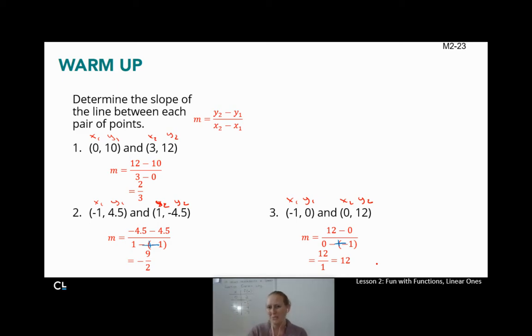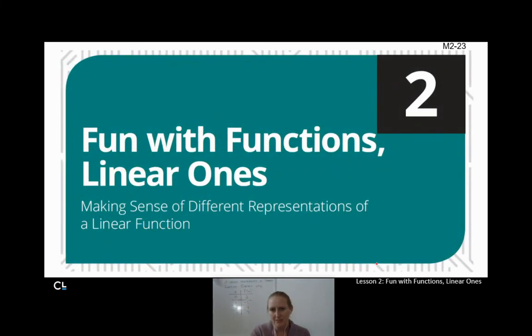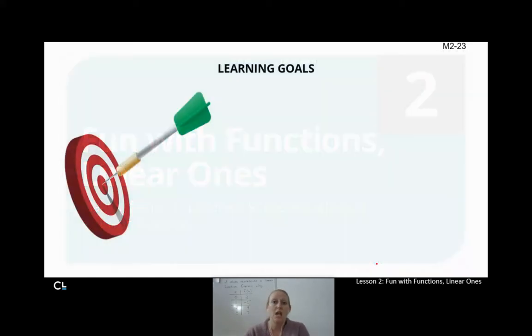Yay, slopes. So let's have some fun with functions, yeah? What we're going to start doing today is making sense of different representations of linear functions. We've seen them as graphs, we've seen them as tables, we've seen them as equations. So let's start making sense of these.